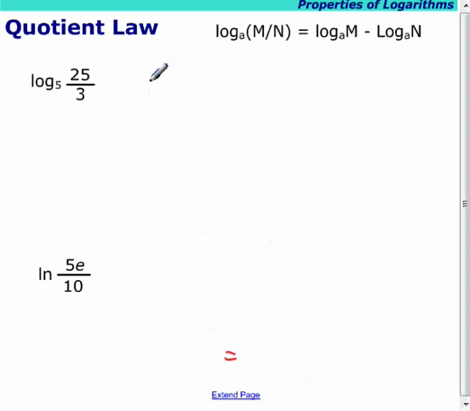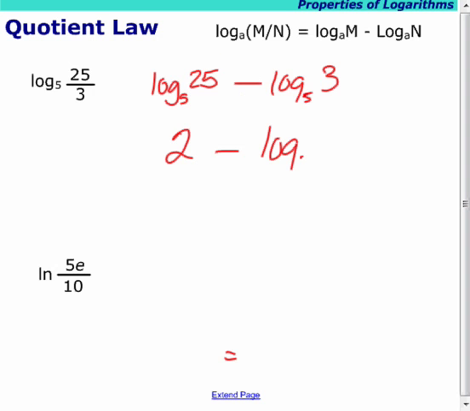I have a quotient, I'm taking the logarithm of a quotient, so I log base 5 the first one, log base 5 the second one, and subtract the results. Which one of these can I simplify further? I guess this one I could use change of base formula and come up with a number. But this one, as you've probably correctly identified, to what exponent must I raise 5 to get 25? Answer, that's 2. Minus log base 5 of 3. So I could leave it at this point, or like I said, get a decimal equivalent for that.